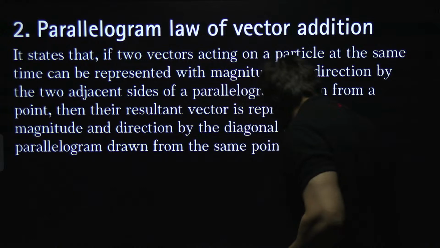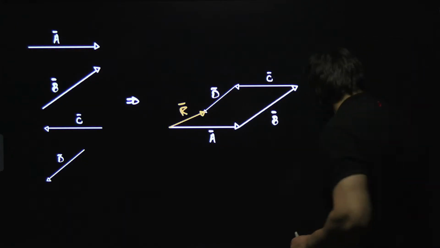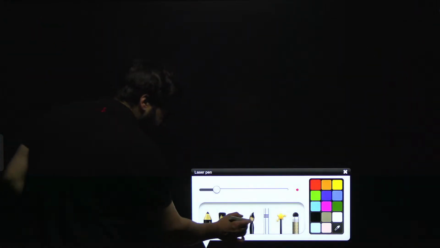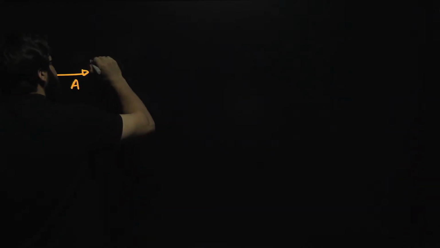But when it comes to the parallelogram law, my dear friends, listen to me very carefully. Let's suppose we have got a vector over here, and let's call this vector A. And we have got another vector over here, that is vector B. And I have to add these two vectors.